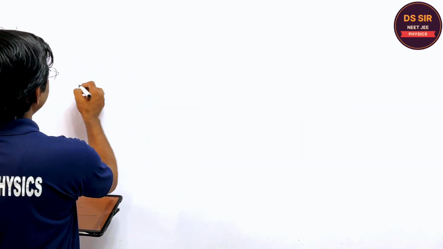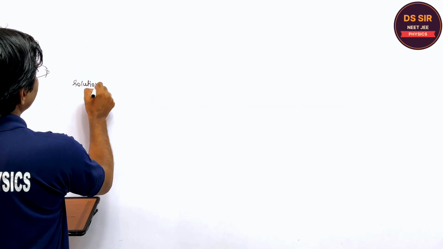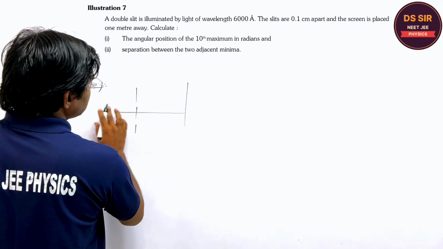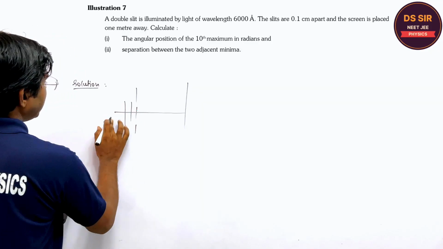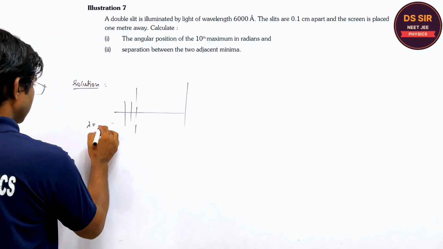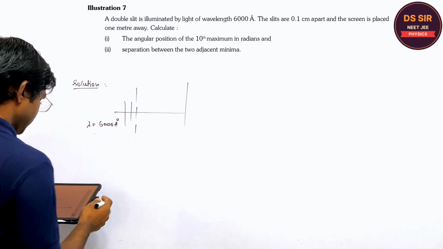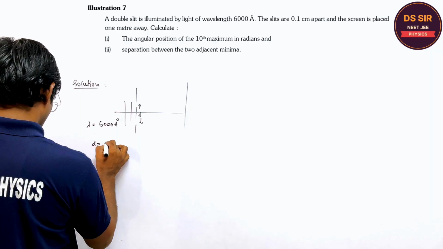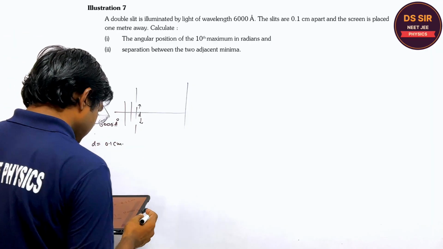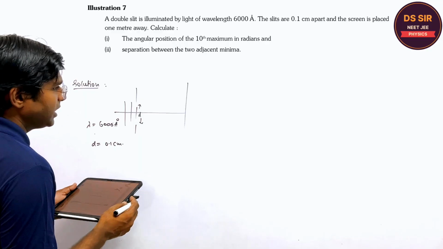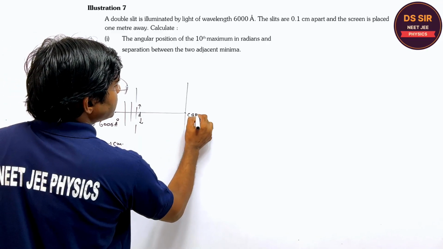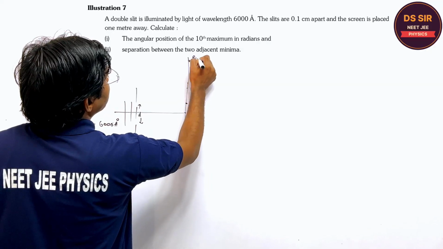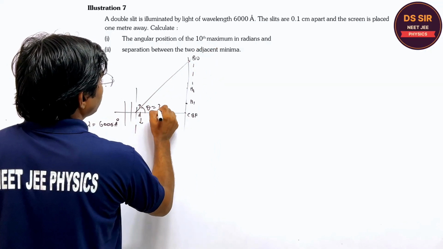So read this question. It is the illustration number 7. I am writing the solution. What is given? If these are the slits, suppose that when the light is incident, the wavelength is given as 6000 angstrom. Is it clear? The slits are separated by d equal to 0.1 centimeter. Is it clear? The angular position of the 10th maxima. So this is the central bright fringe, this is B1, B2 and so on, this is B10. So this angular position theta you have to find.